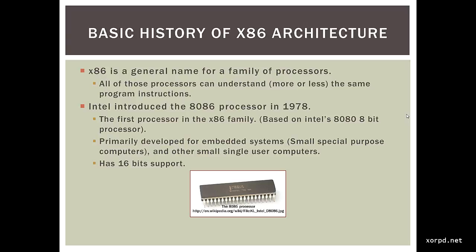Intel introduced the 8086 processor in 1978. This is the first processor in the x86 family, and it is based on Intel's 8080 8-bit processor. It is primarily developed for embedded systems, small special purpose computers, and other small single-user computers. It had 16-bit support.